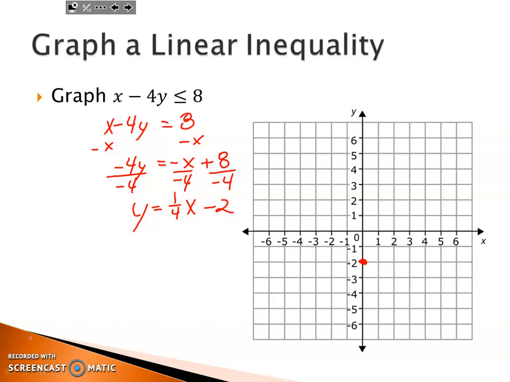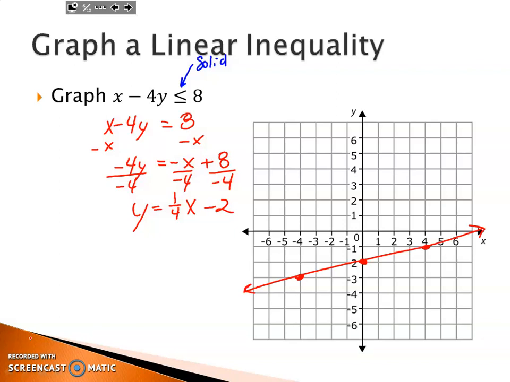Okay, so I've got minus 2 here, and I'm going up 1 to the right 4. I could also go down 1 to the left 4. Okay, so there's my points. Do I need a solid or a dashed line? Well, that's telling us we need to include those, so that needs to be a solid line. Okay, so we've got a solid line running through those.